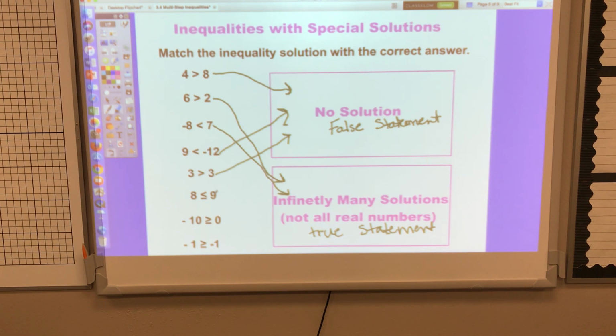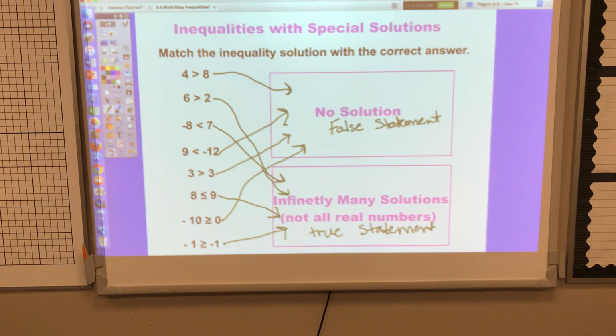Okay, 8 is less than or equal to 9 is a true statement. 8 is less than 9. Negative 10 is greater than or equal to 0 is a false statement, so that goes up here to our no solution box. And negative 1 is greater than or equal to negative 1. Since it says or equal to, that is a true statement.